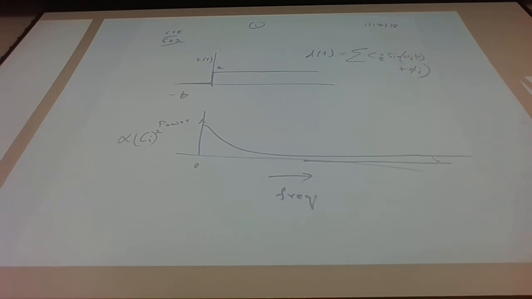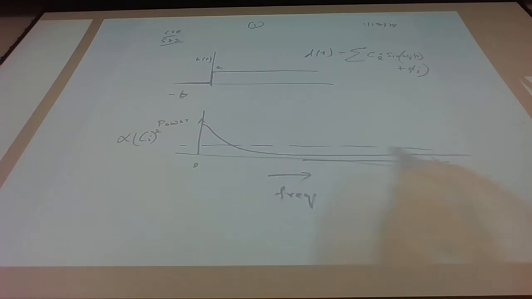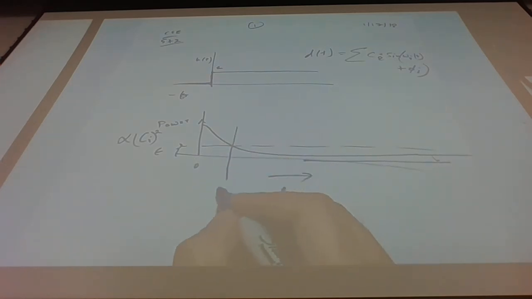So now, how do you apply the Nyquist theorem in this case? The Nyquist theorem says the sensing frequency should be twice the maximum frequency. So what you do is you select an epsilon, and you say if the power of that particular frequency is less than epsilon, cut it off. It's not important. If you cut it off, then this is the maximum frequency, omega max. So you sense at twice omega max.